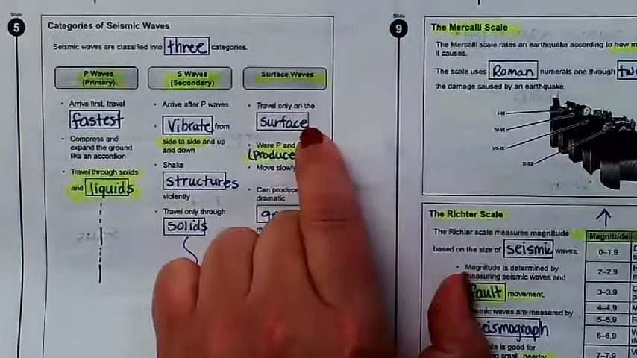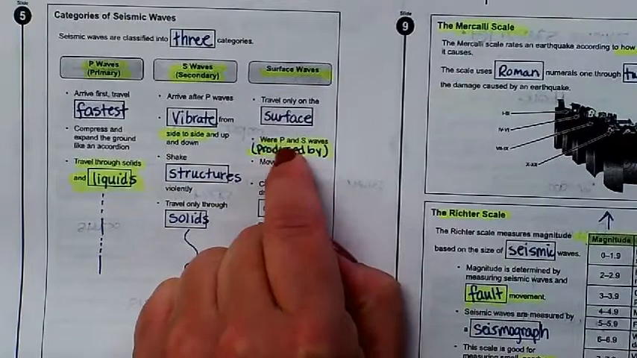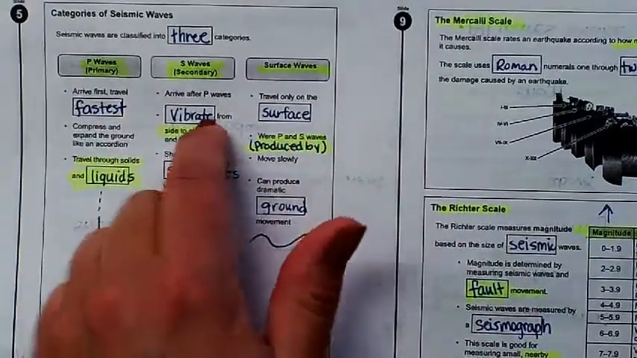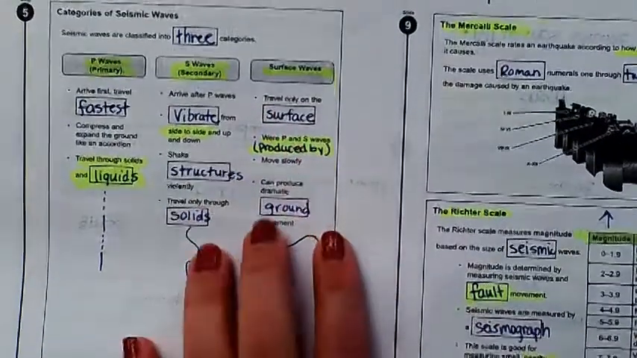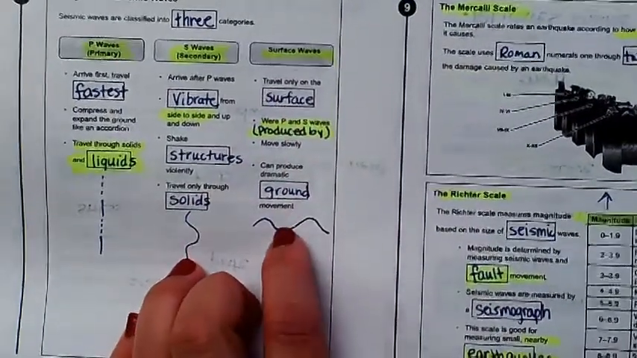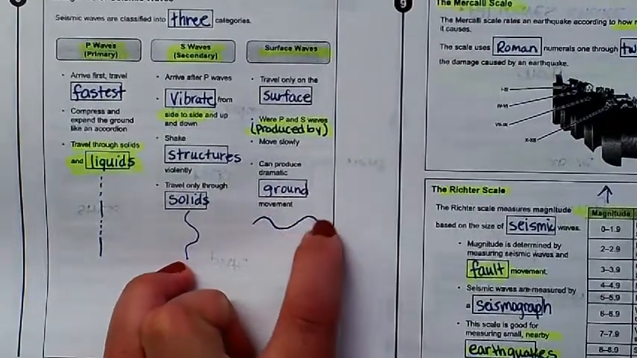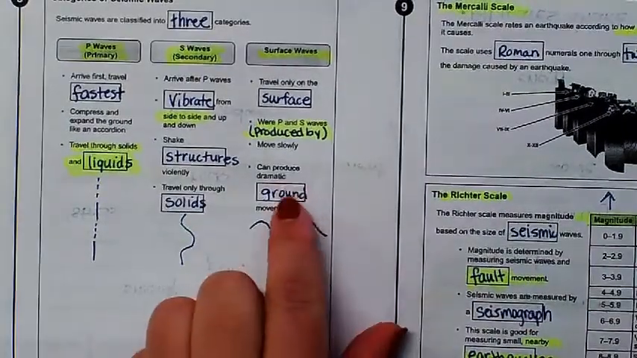Then we have surface waves. Surface waves travel only right along the surface. They are produced by P and S waves. So P and S waves come first, and then the surface waves are produced after that from the P and S waves. They have very dramatic ground motion. If it's a large enough earthquake, you will actually see a wave rippling through the ground.